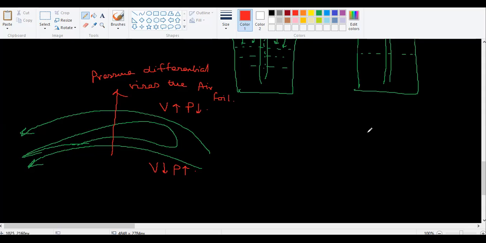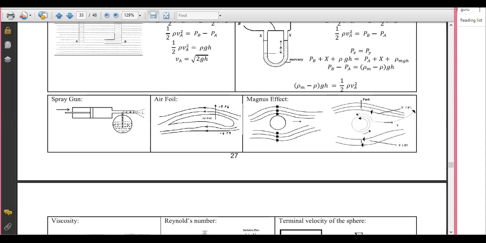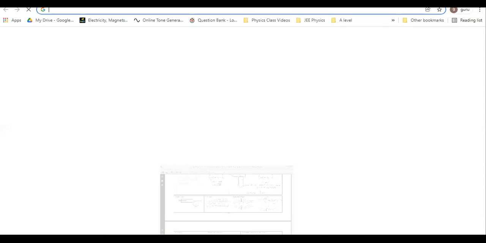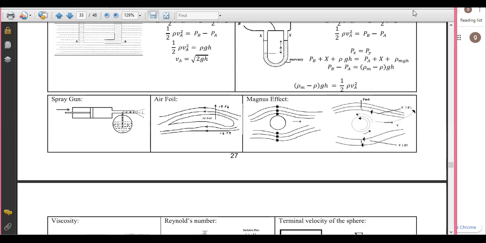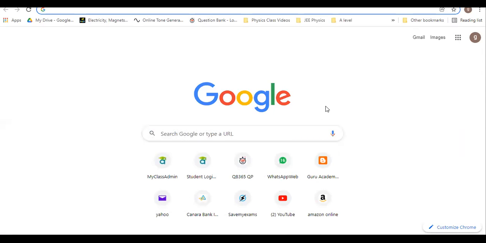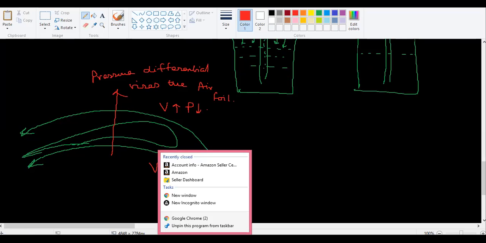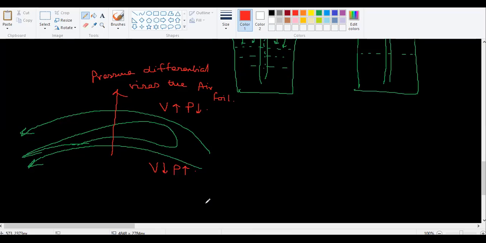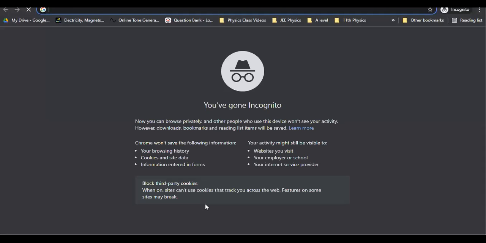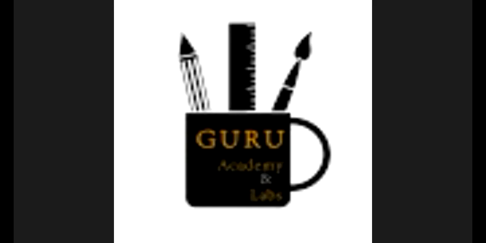Magnus effect. The next topic, this is also given in the handbook. The Magnus effect is a very interesting thing. You can try this, but you need to have a very tall building to try this. Let me see if I can find some video.